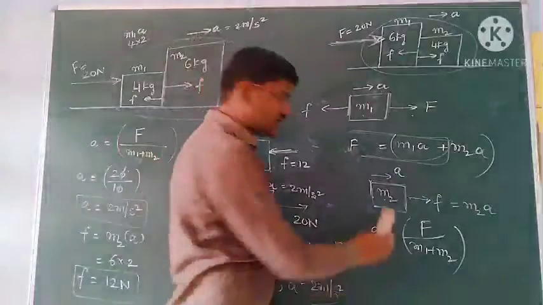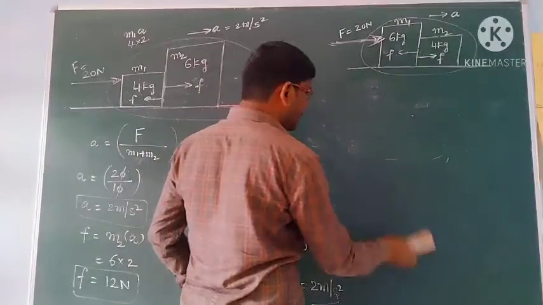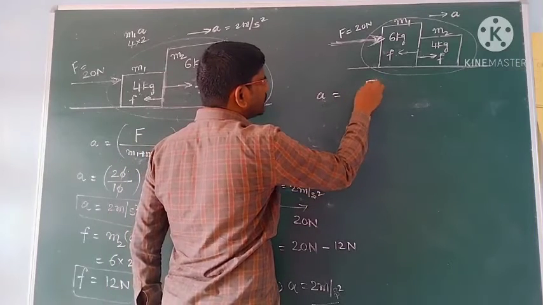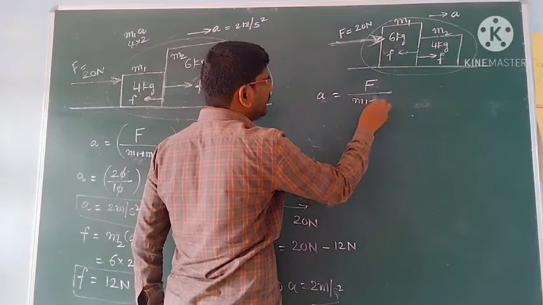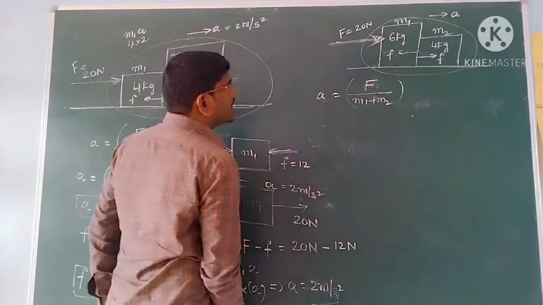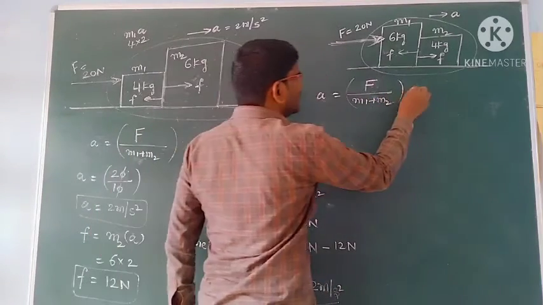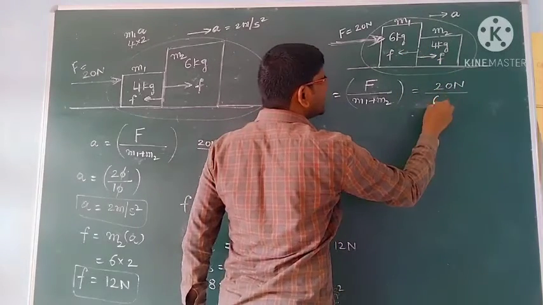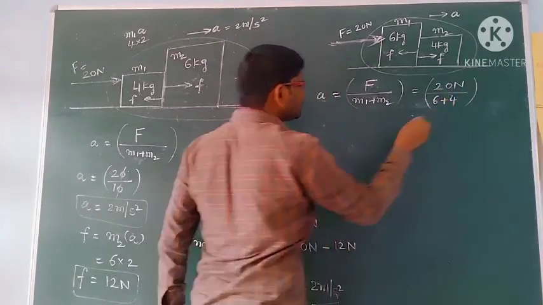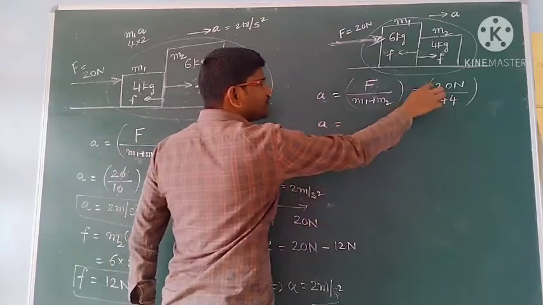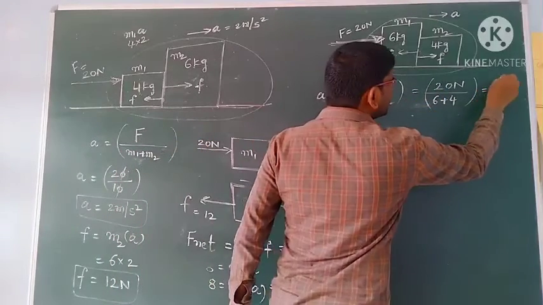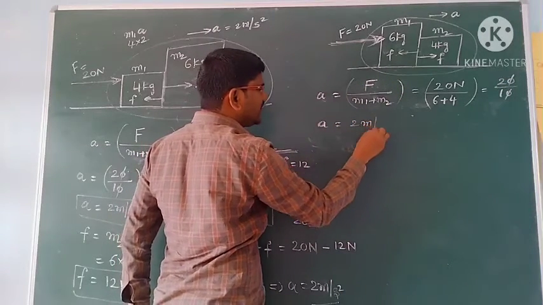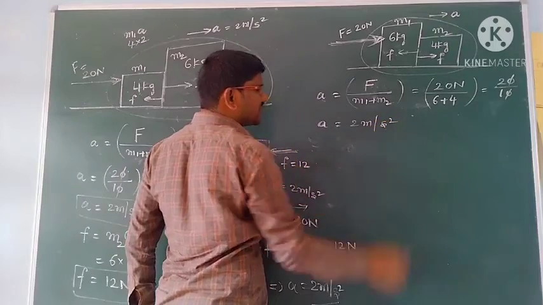I am just erasing so you can understand. So the acceleration A is equal to F by M1 plus M2. Because of our applied force of 20 newtons, two blocks are moving, one is 6 kg and another is 4 kg. Then the acceleration is 20 by 6 plus 4, which is 20 by 10. This 0 gets cancelled, and you get an acceleration of 2 meter per second square.